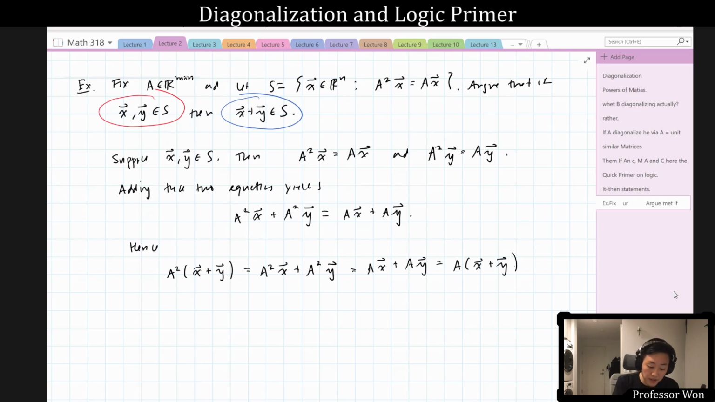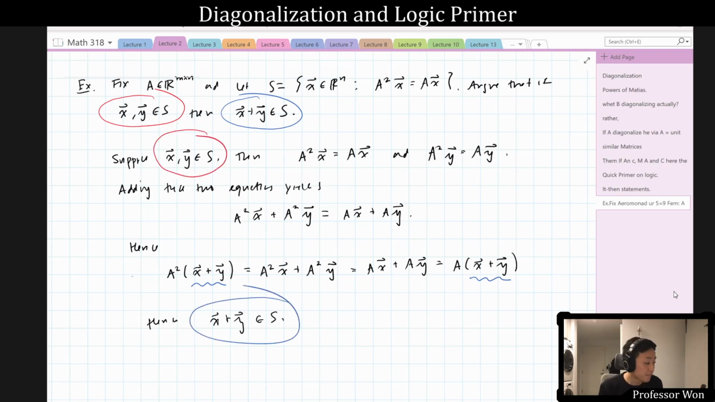And what does this mean? This means that if you take this vector and multiply it by A squared, it's the same thing as this vector multiplied by A. In other words, this vector is an S. So this is a direct proof. I supposed the red bit, and I showed the blue bit.